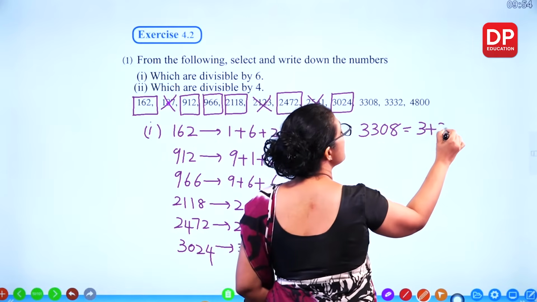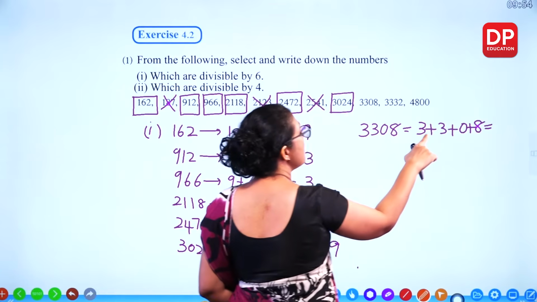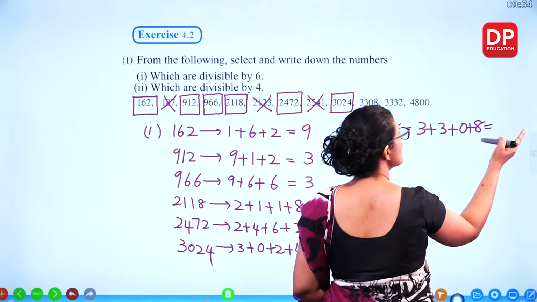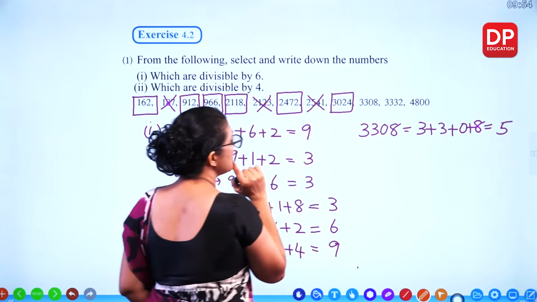3 plus 3 plus 0 plus 8, 11. 11 plus 3, 14. 14 means 1 plus 4, that's 5. Not divisible.